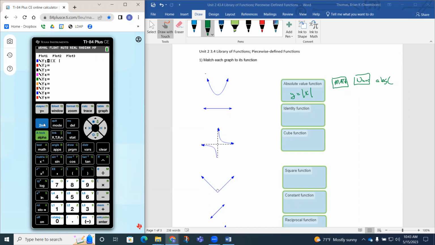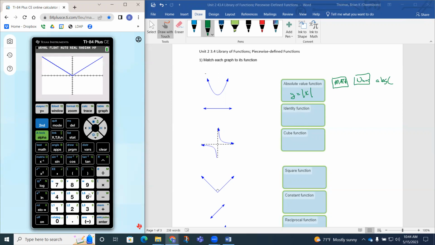So if I hit the graph button, notice my window is a little bit off. So to make my window normal, if you hit the zoom button, number 6 will reset the window. So the absolute value function kind of takes on that look.